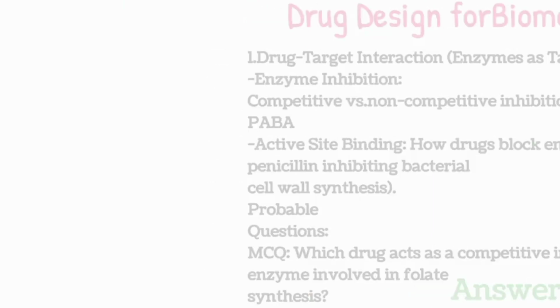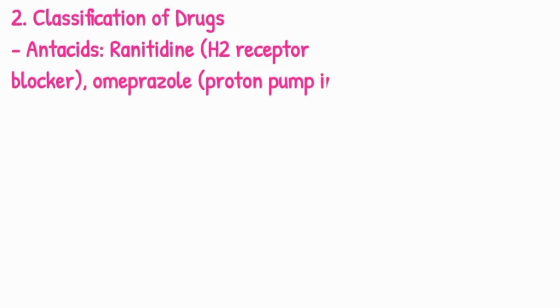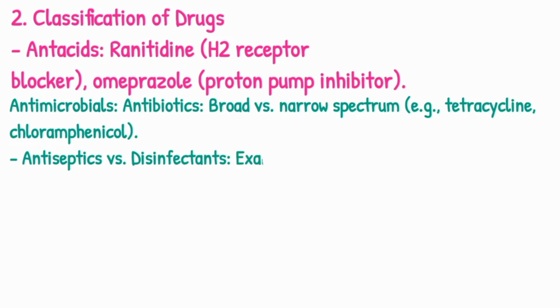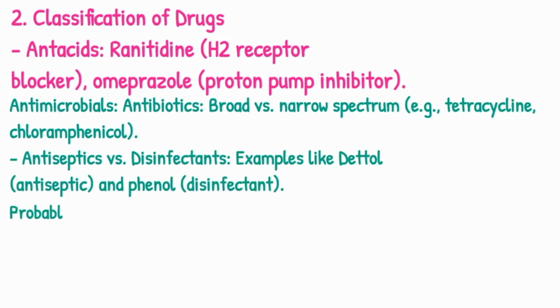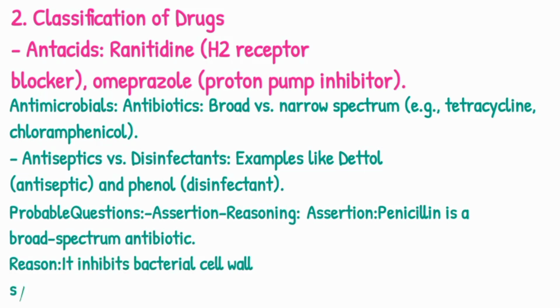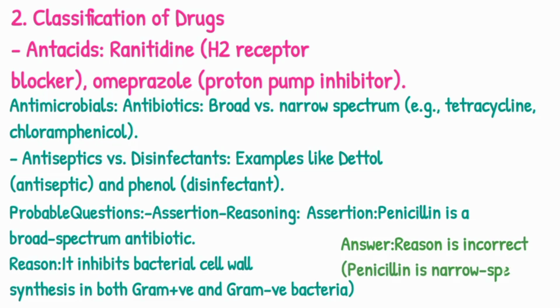Next point, classification of drugs. The first one, antacids: ranitidine, an H2 receptor blocker, and omeprazole, a proton pump inhibitor. The second one, antimicrobials and antibiotics, broad versus narrow spectrum, for example tetracycline and chloramphenicol. The next one, antiseptics versus disinfectants, for example Dettol as an antiseptic and phenol.